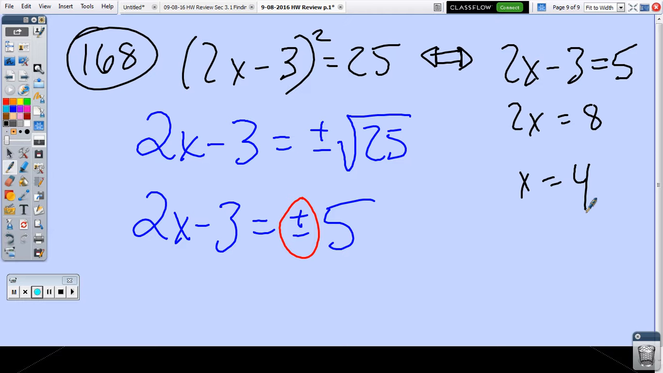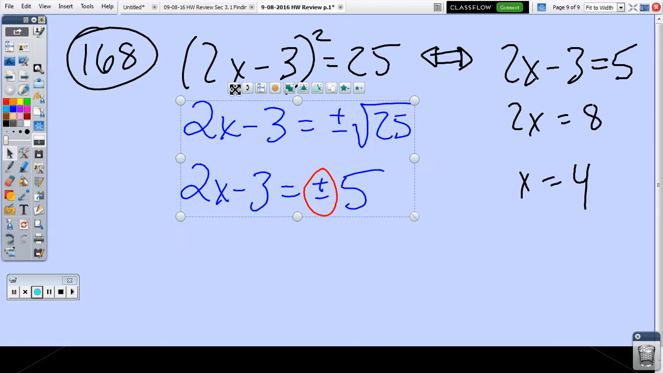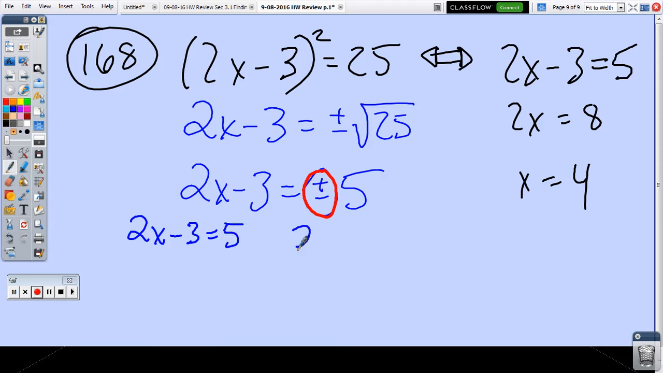And then for this one here, I have to consider two statements. I can't undo the fact that I changed the whole thing to blue. Back here, emphasizing this, I need to make two statements. I can say 2x minus 3 equals positive 5, or 2x minus 3 equals negative 5.